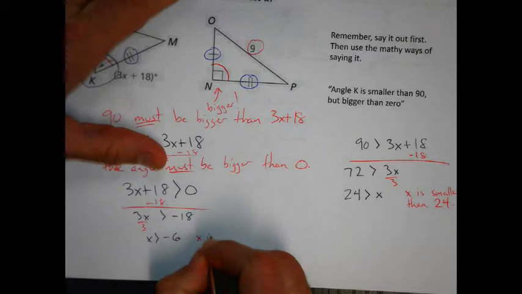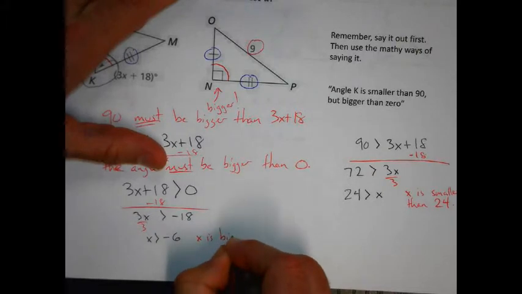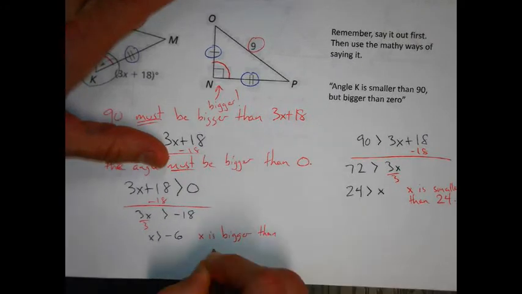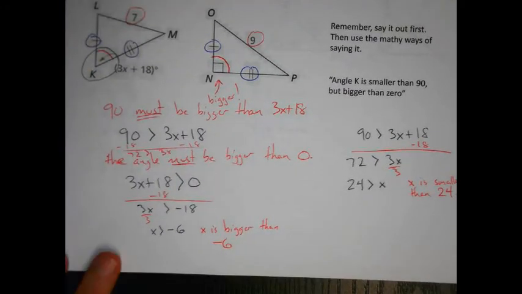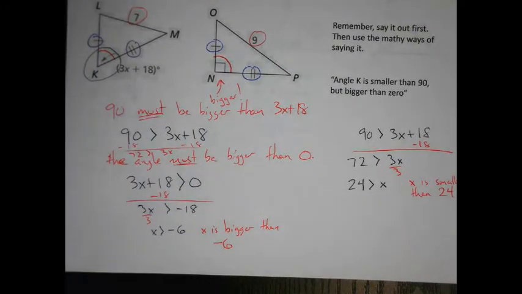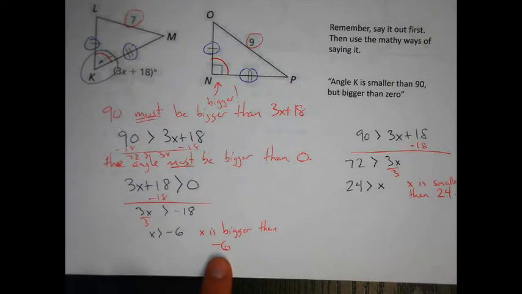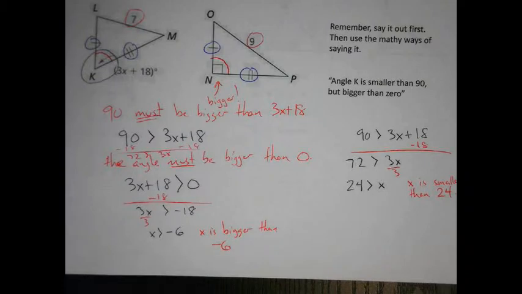Okay, so we're saying x is bigger than negative 6. Hopefully you see that. We're translating math to English. So, how do we write that? How do we write that as a range? X is bigger than negative 6, but smaller than 24.